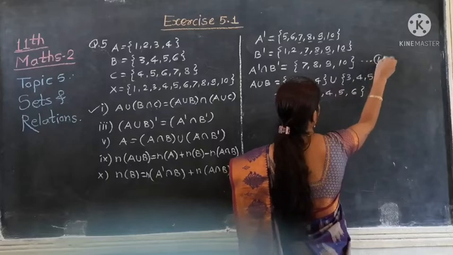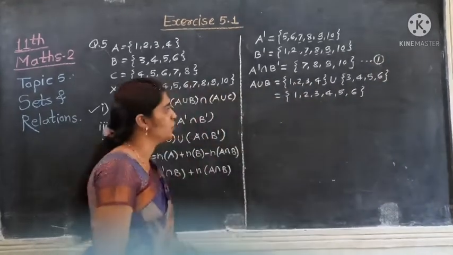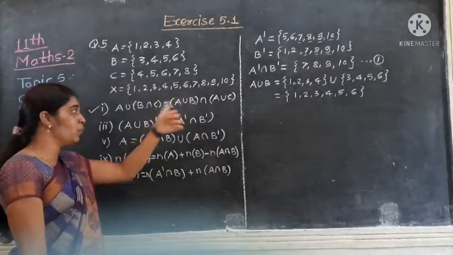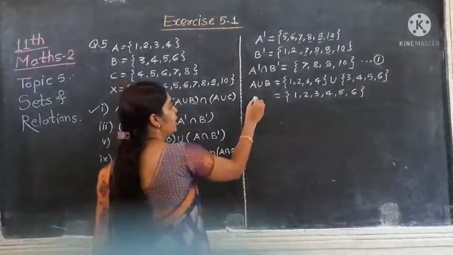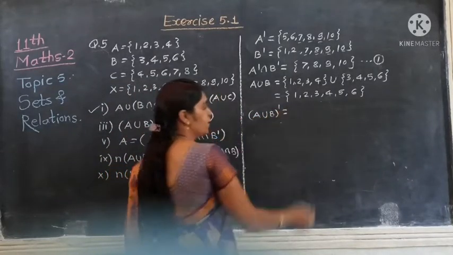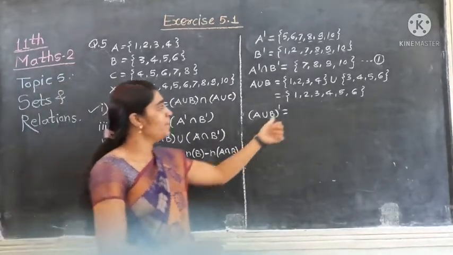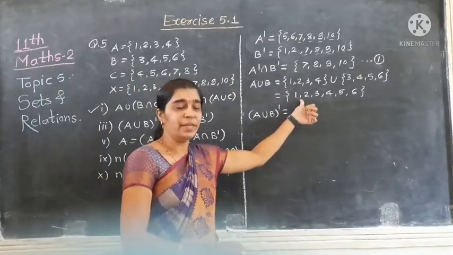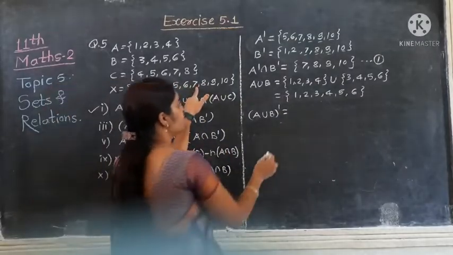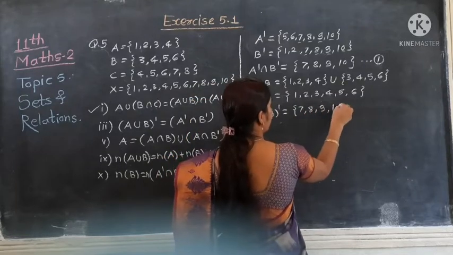You call this equation number 1. Next, the next equation. Okay. Now, in the left hand side, A union B we had calculated. We have to find its complement. A union B, its complement. What is meant by A union B, its complement? The elements which are not in A union B but in the universal set X. Such elements are 7, 8, 9, 10.